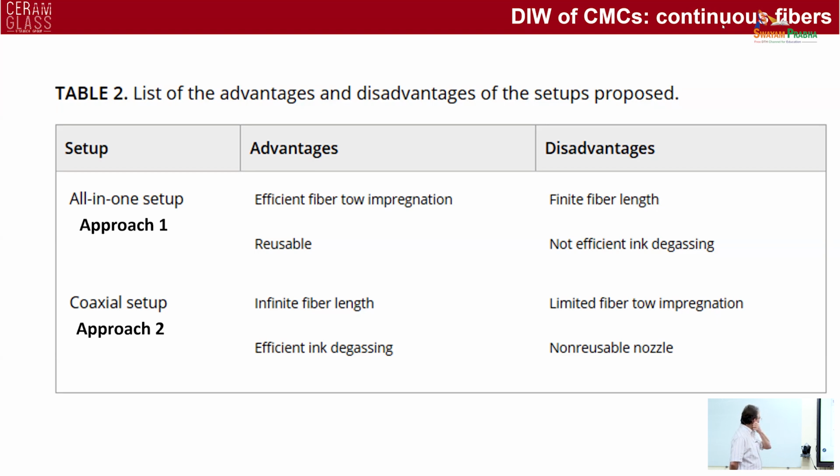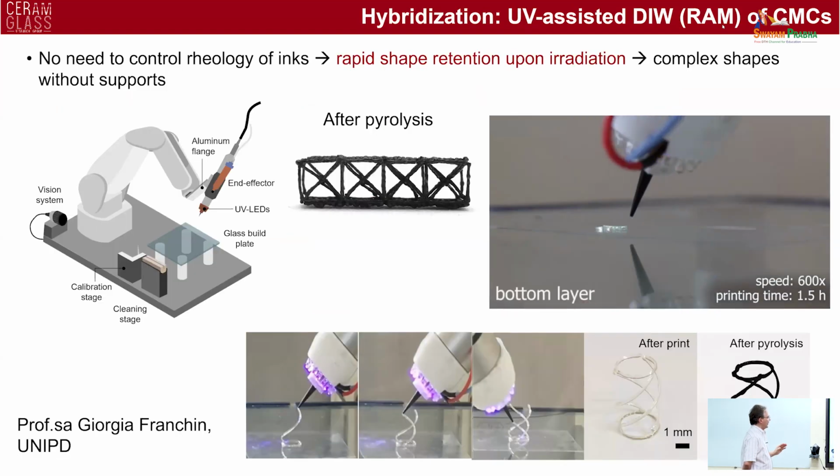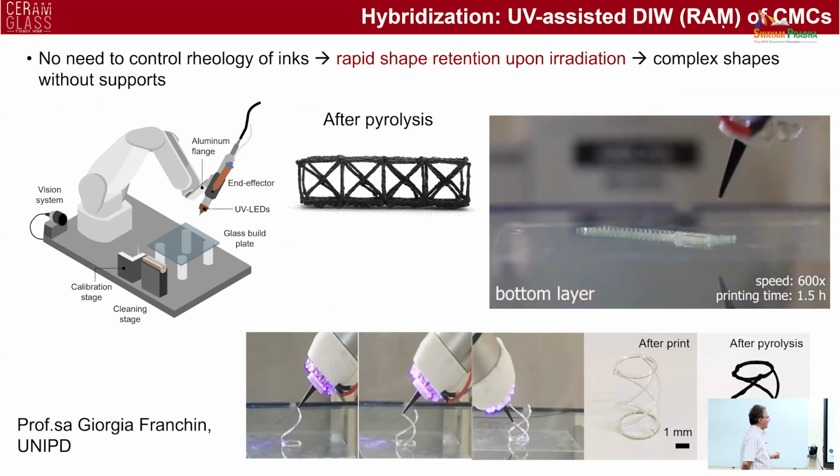The coaxial setup that we then developed provides advantages in terms of infinite fiber length. And because we are not placing a fiber tow inside the printing device, but the fibers come from the outside, we have a good ink degassing, but we have a more limited fiber tow impregnation and no reusable nozzle. We are still working on that, and I will show you some data soon.